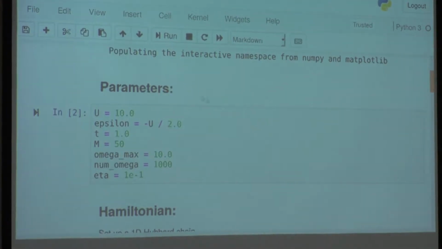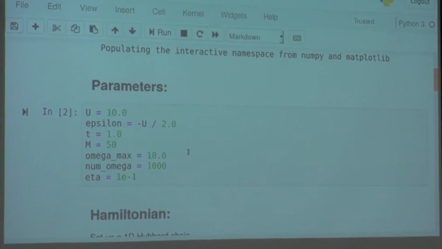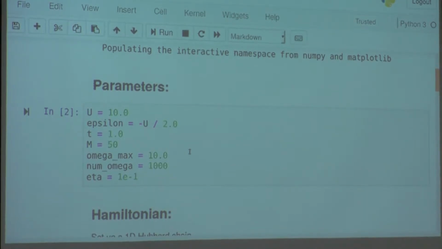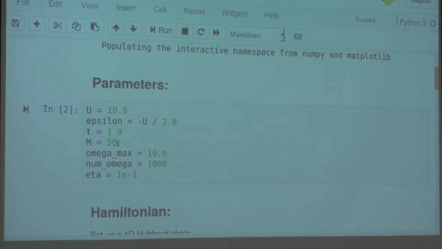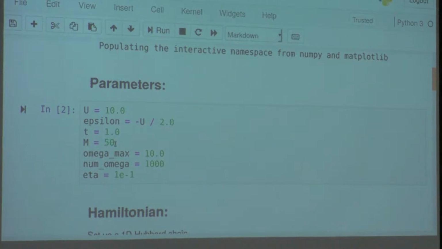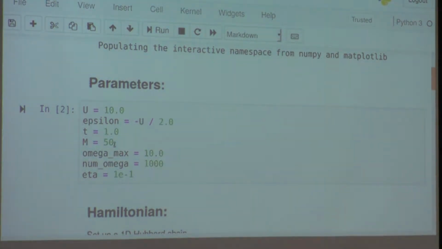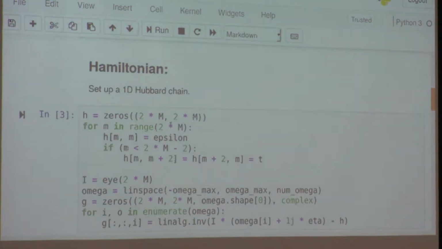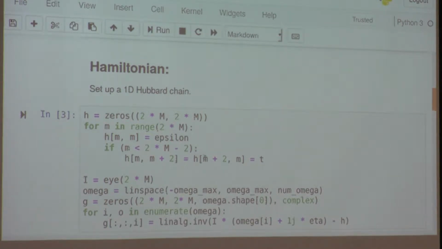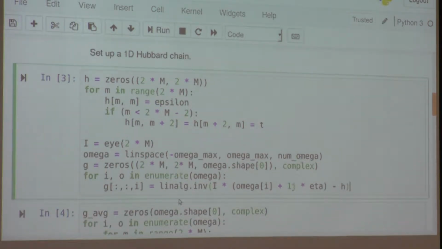So once again, I set up some parameters, and I'm going to do a Hubbard model. Okay, this time I'm going to have 50 sites, because it's essentially going to be at the cost of non-interacting. So I don't mind doing a bigger model. And I start by setting up a non-interacting Hamiltonian. So this is exactly the same thing you would see in the first non-interacting code I showed you.